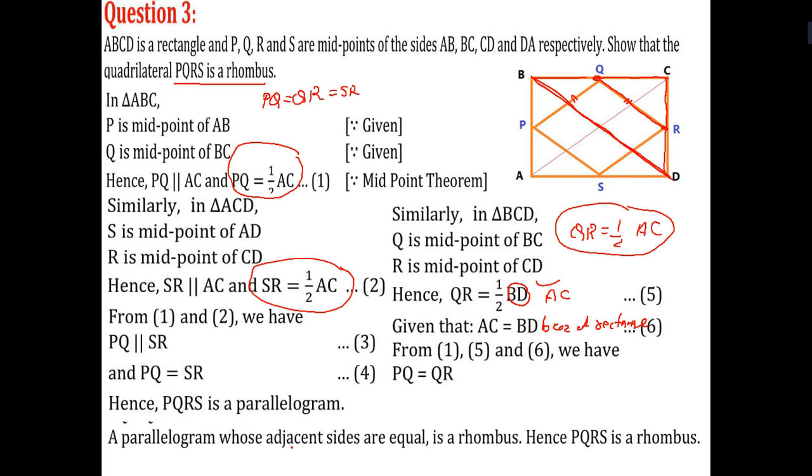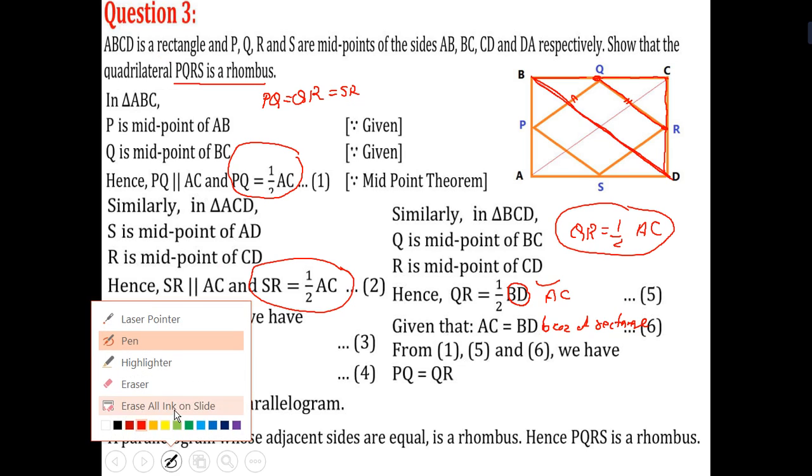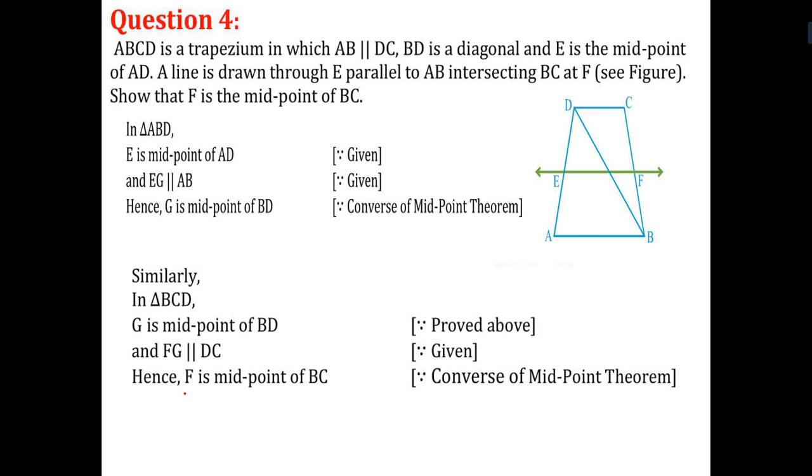So a parallelogram whose adjacent sides are equal is a rhombus. Hence PQRS is a rhombus. So that way we can explain it. Question number 3. Now question number 4.